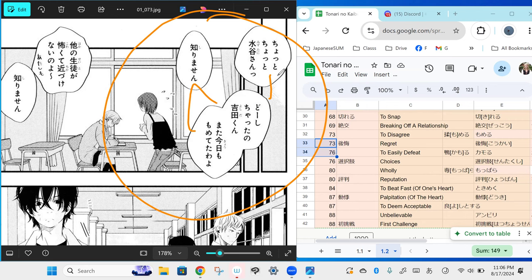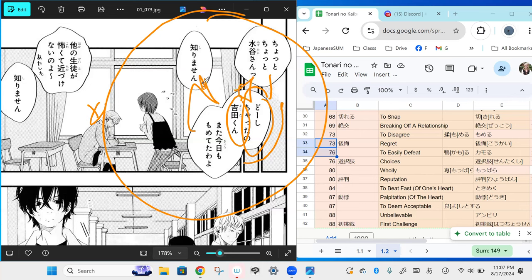Chotto Yoshida-kun. Hey, wait, Mizutani-san, that is her name. And then she says, doshatta no? Which is, what's going on, Yoshida-kun? So she says, Mizutani, what's wrong with Yoshida-kun? Not, what is wrong with Mizutani? So maybe you knew it, but I'm pretty sure you said the opposite. It's what's wrong with Yoshida? I did. I thought it was the other way around. Okay, I blanked. Right, so we did that.